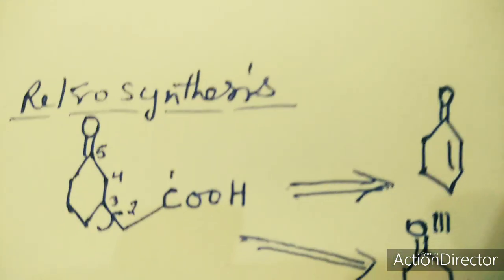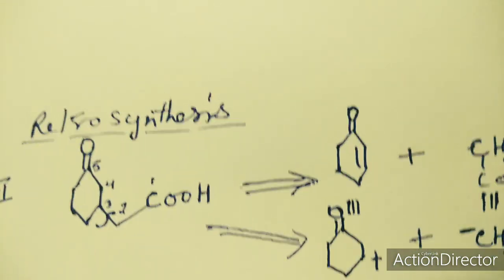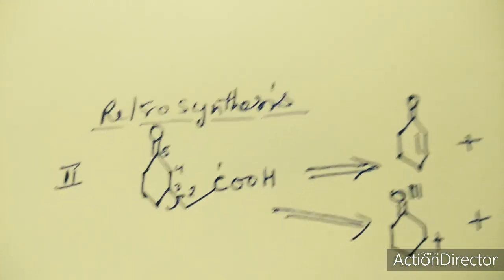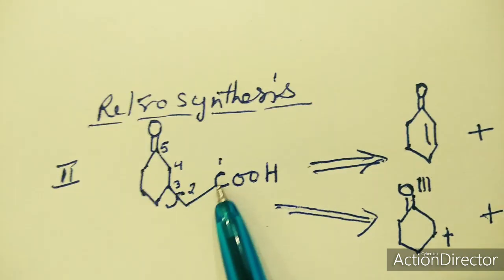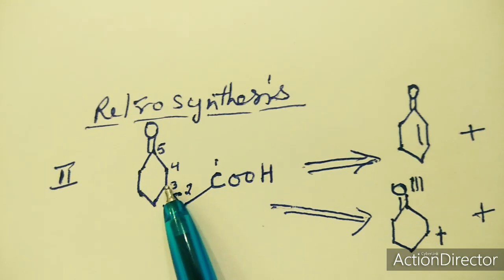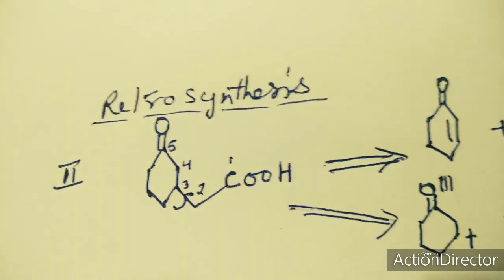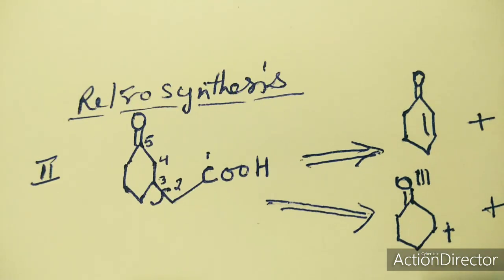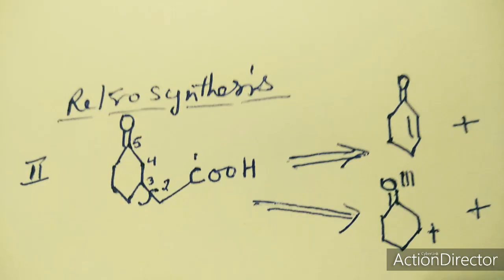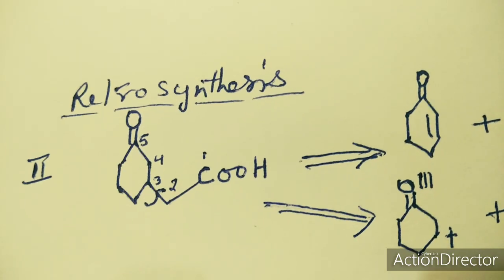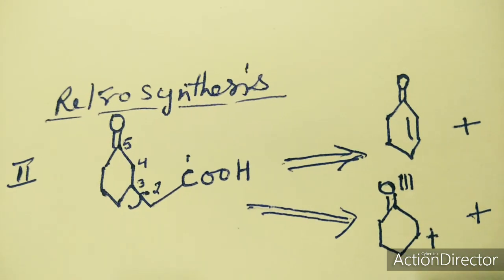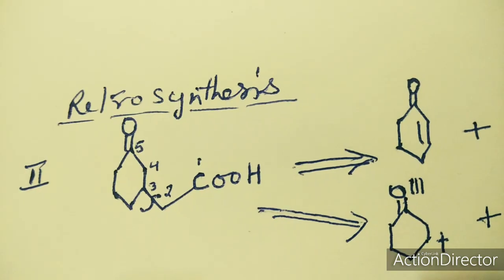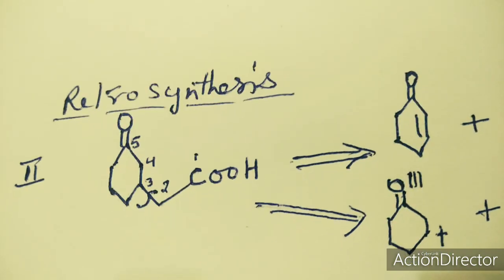Now moving on to the next example. Again, this is an important example. Here, as we can see, this is the target molecule, numbered accordingly 1, 2, 3, 4, 5. Again, this exhibits a 1,5-dicarbonyl functionality, that is two functional groups. So this is a two group C-C disconnection. Carbon-carbon bonds are being disconnected with respect to how many functional groups? Two functional groups, in this case both being carbonyl.